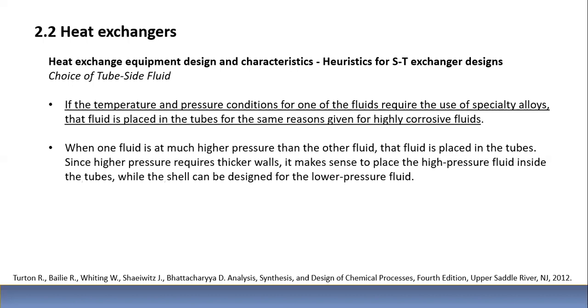If the temperature and pressure conditions for one of the fluids require the use of specialty alloys, that fluid is placed in the tubes for the same reason given for highly corrosive fluids. When one fluid is at much higher pressure than the other fluid, that fluid is placed in the tubes. Since higher pressure requires thicker walls, it makes sense to place a high pressure fluid inside the tubes, while the shell can be designed for a lower pressure fluid.